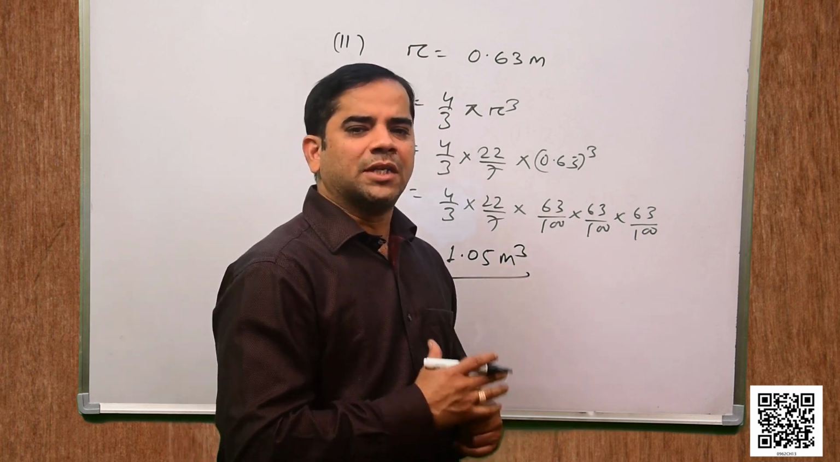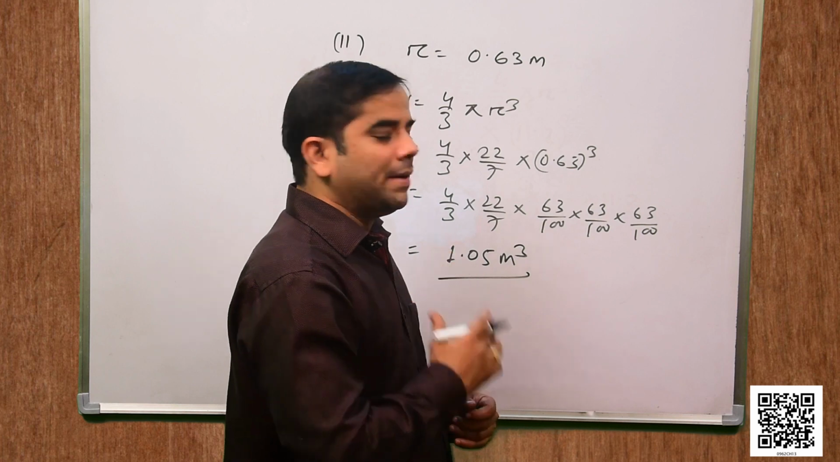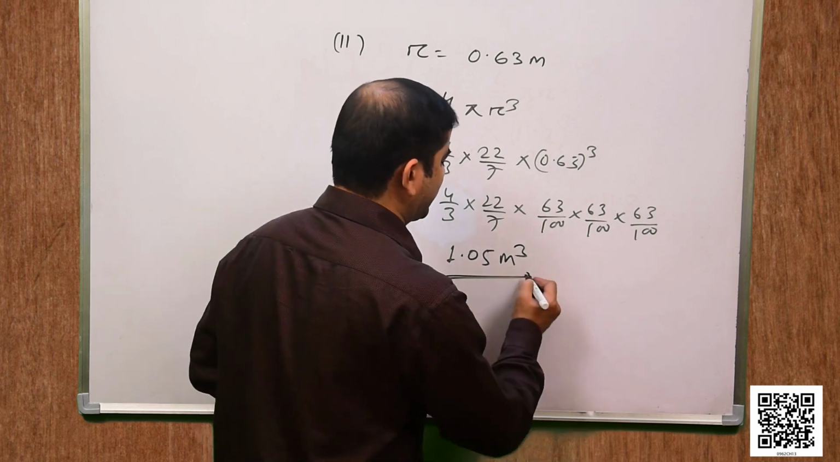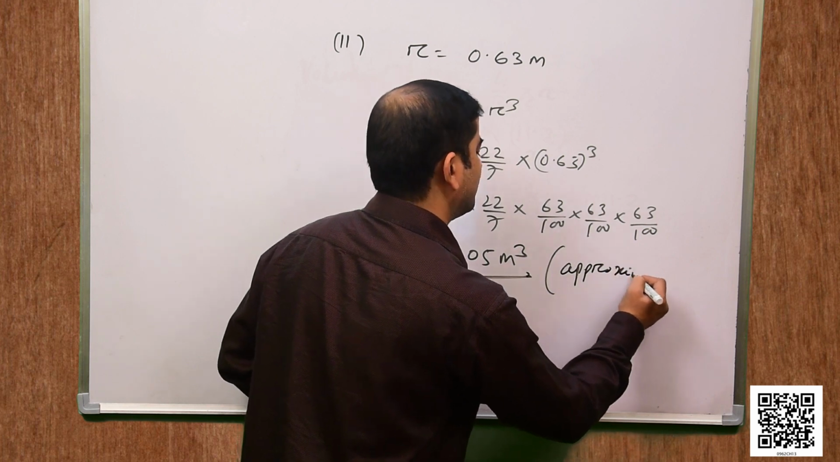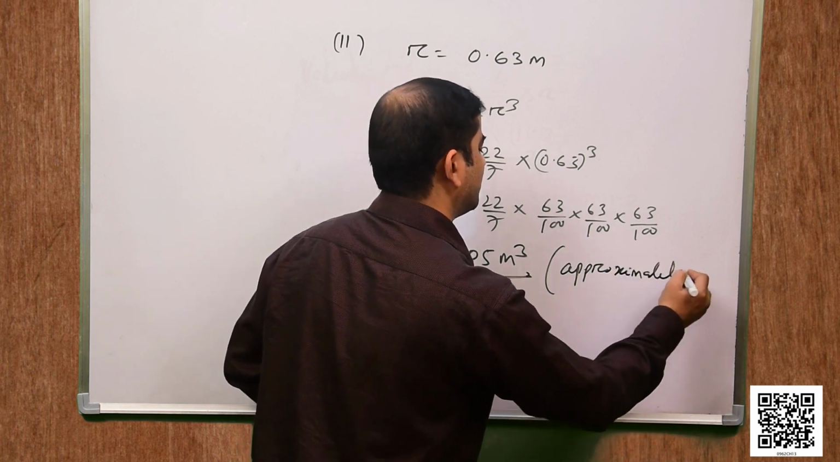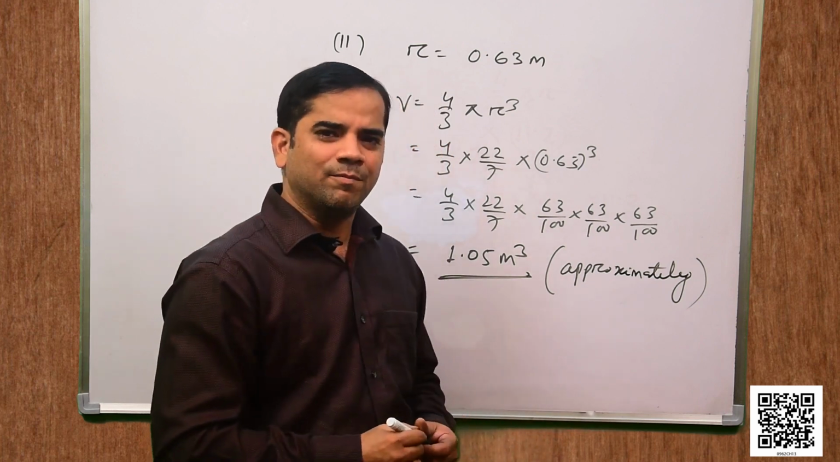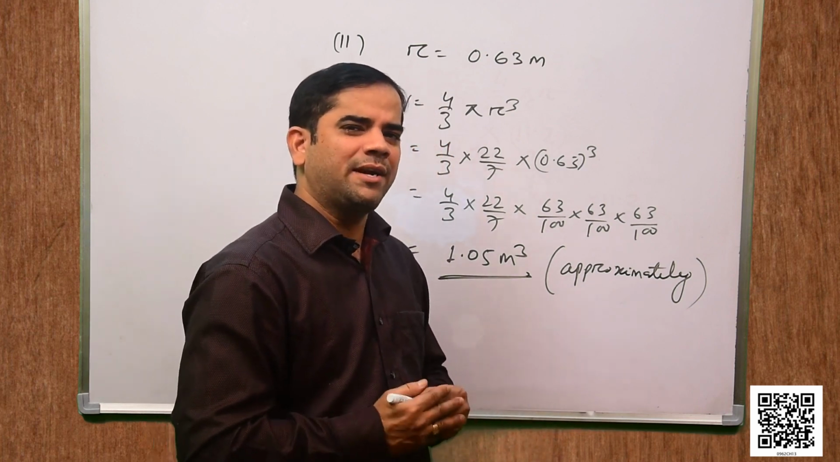Hence, the volume of the sphere is 1.05 meter cube, but it is not the exact value, it is approximate value. Okay, hope you understand the solution for question number 1.